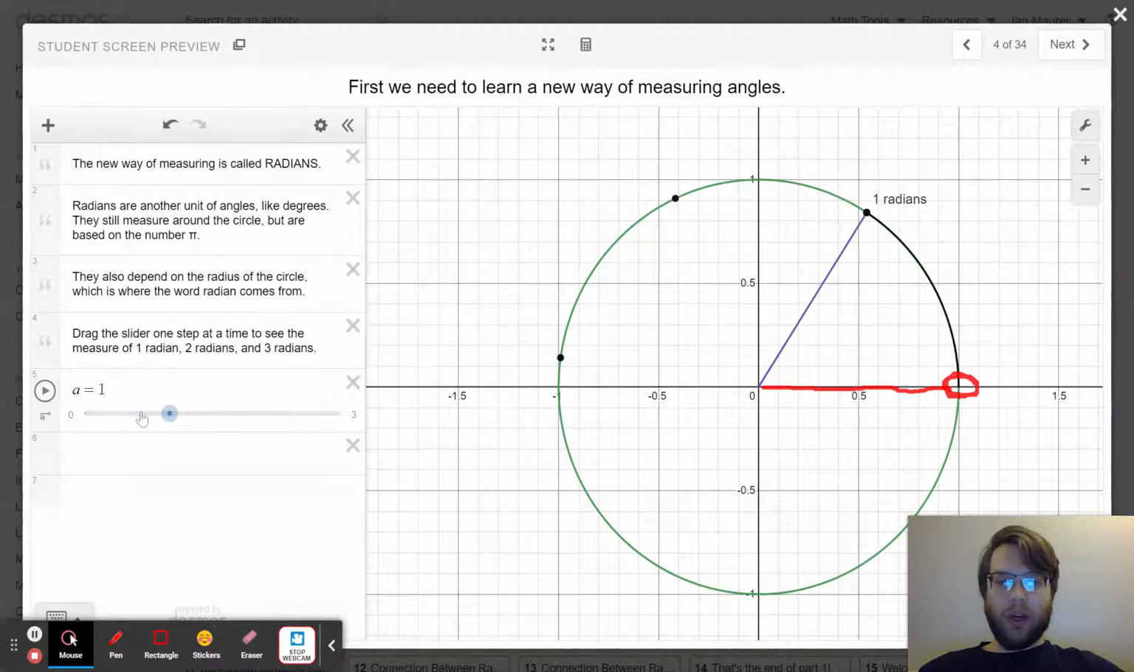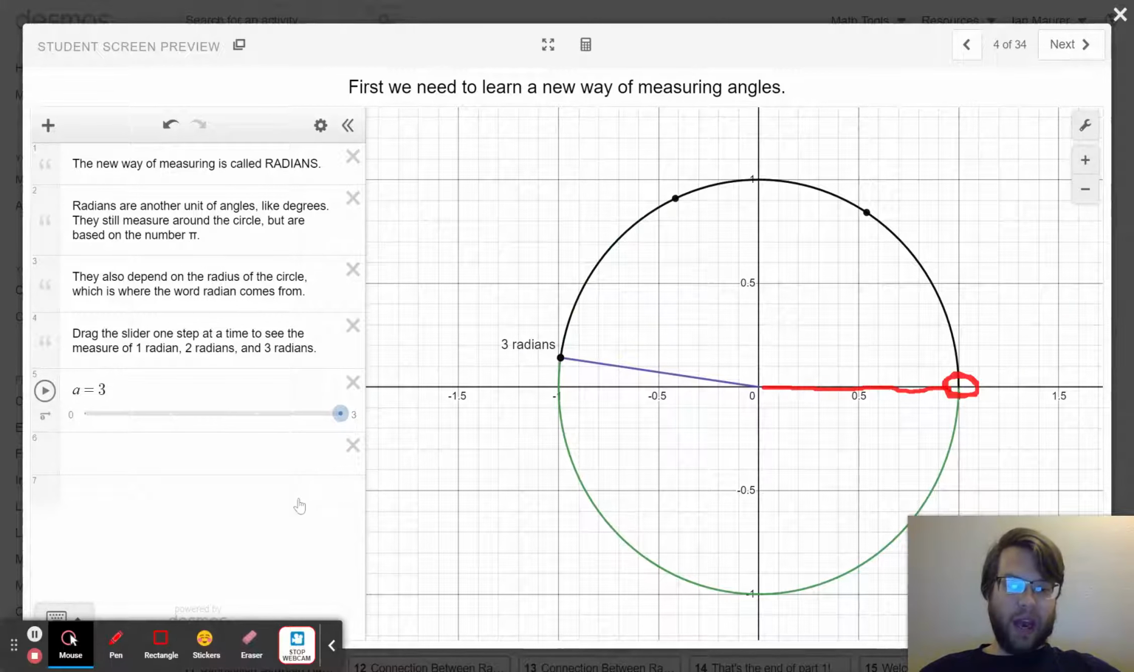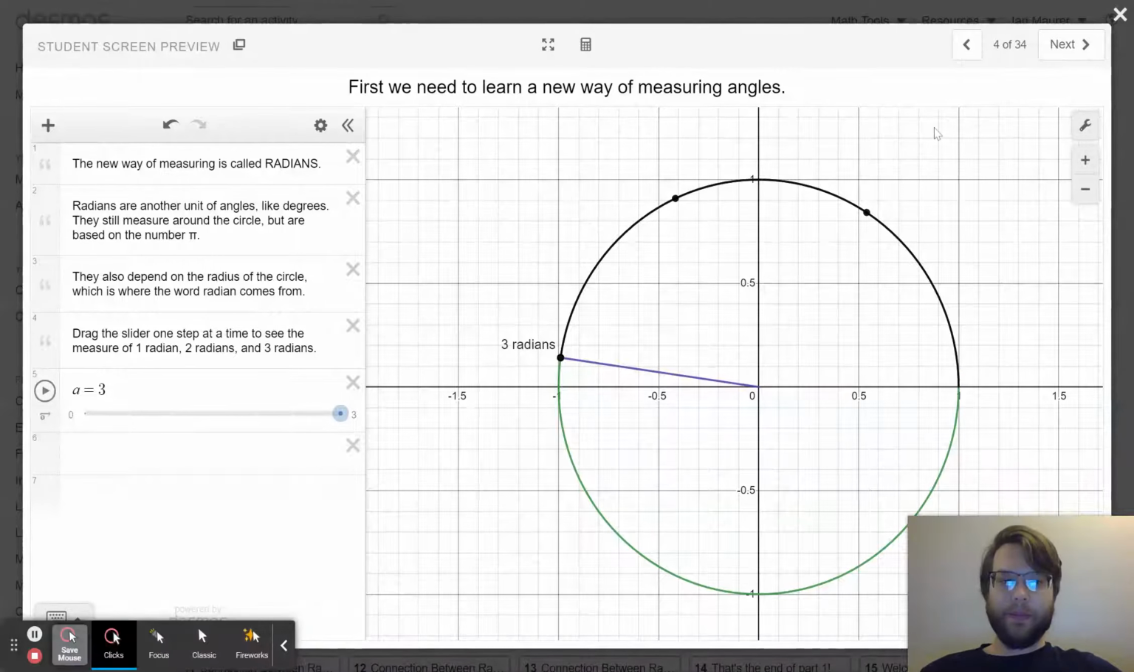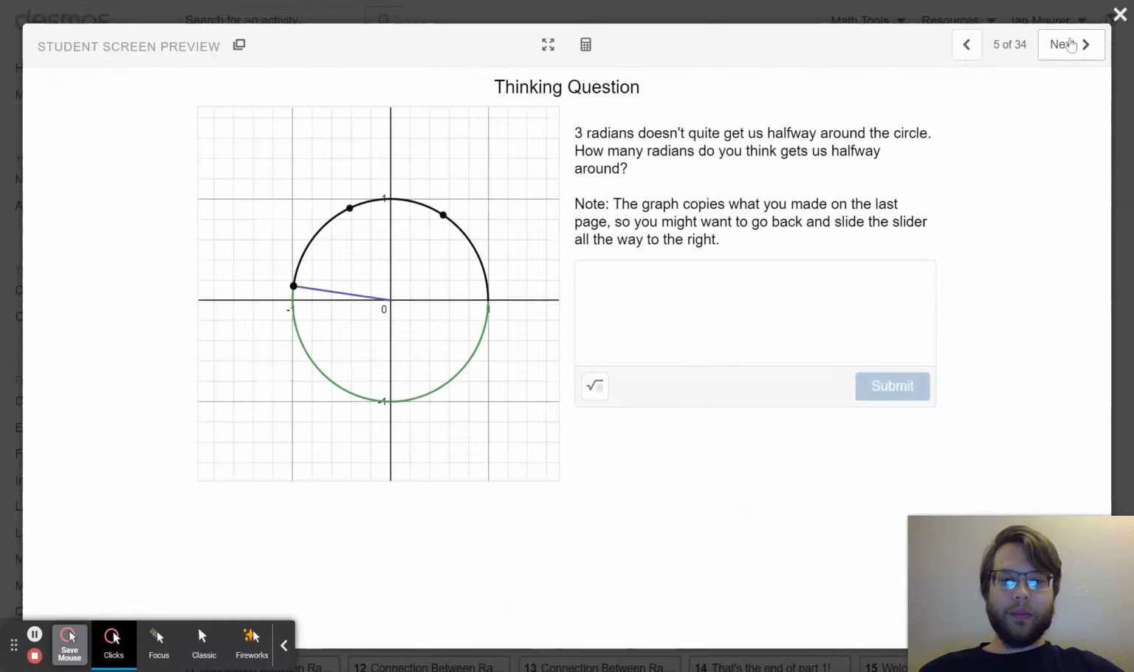When I go 1 radian, I've moved a little bit around the circle. 2 radians, move further around the circle. 3 radians, almost a half turn. So 3 radians is a little bit less than a half turn. 3 radians doesn't get us quite halfway around the circle.